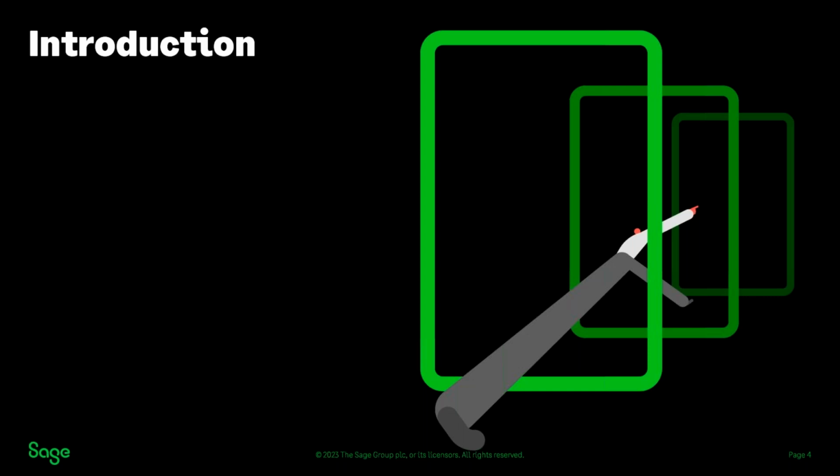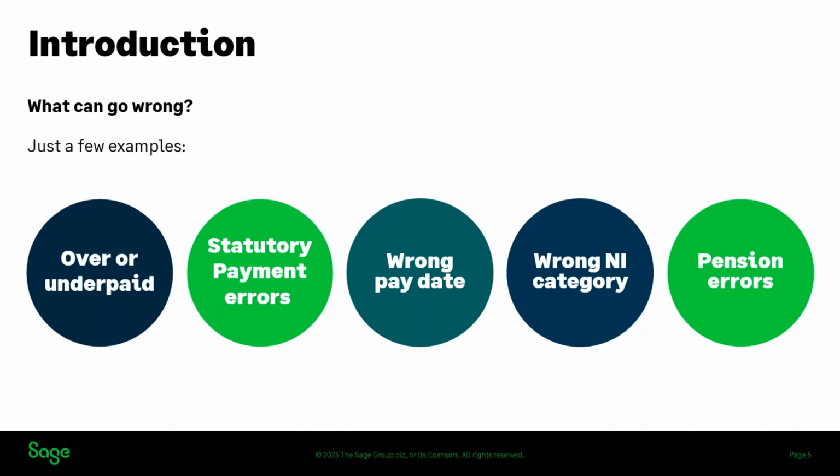So let's get straight on to our introduction. First of all, we're going to take a quick look through some of the things that could go wrong when it comes to processing a payroll. Now, keep in mind, this is just a few examples. It's by no means an exhaustive list. But the idea here is that whatever goes wrong in your payroll, there will be a way to correct it. And by following the steps that we'll go through in the webinar today, you should learn the most effective way for you to deal with any mistake that can happen.